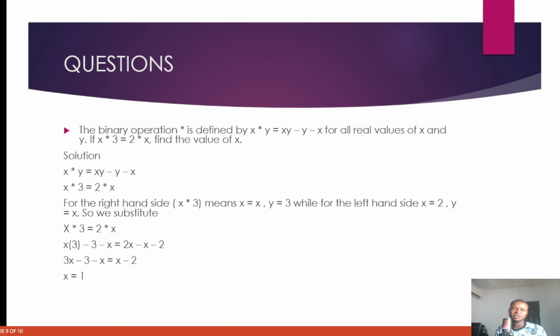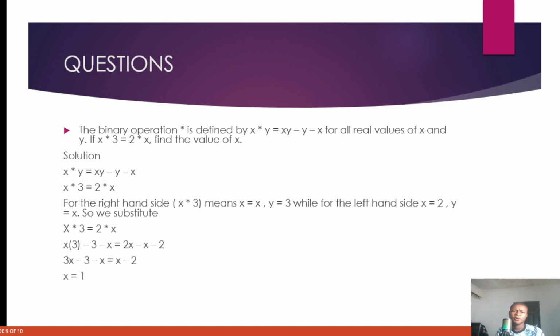So for this question, we have a binary operation star defined by x star y, which is equal to xy minus y minus x for all real values of x and y. Now, if x star 3 equals 2 star x, we're asked to find the value of x.